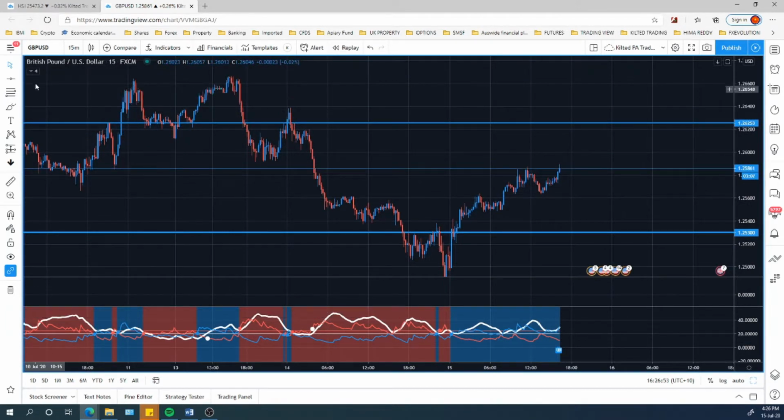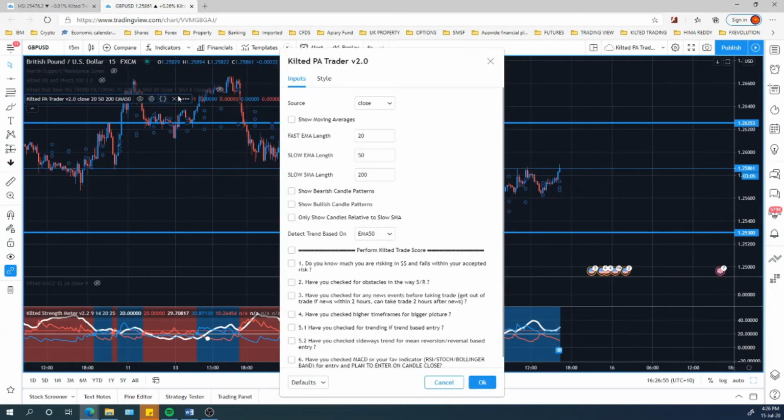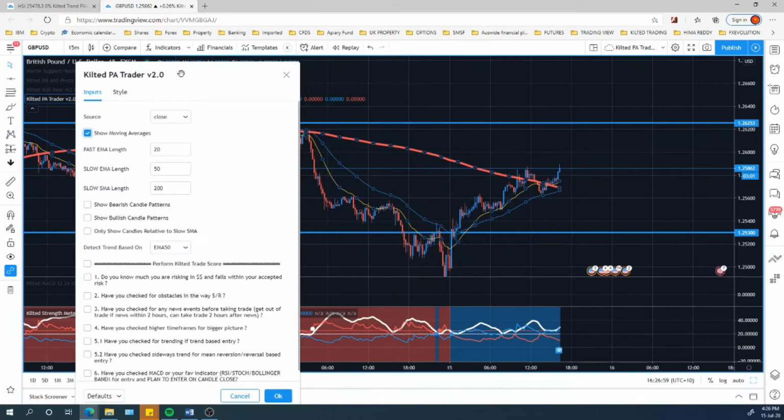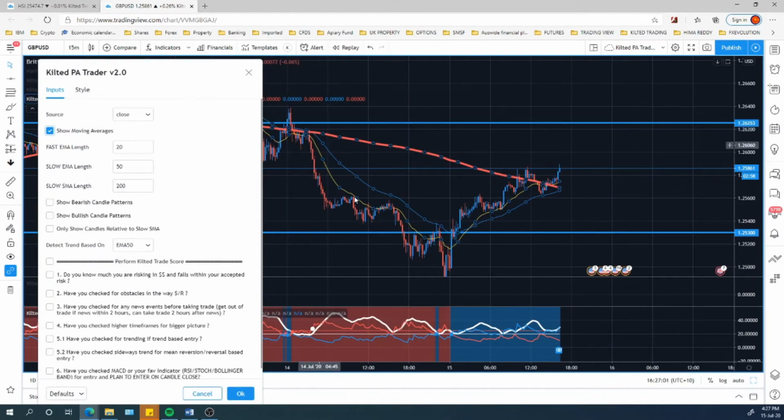But if we get back to the indicator itself, we'll show the moving averages. In this case, we've had a nice run down here. You can see the moving averages, whenever they're coiled up like this, you're looking for some sort of price action to get you into the market. In this case, we've actually broken lower.